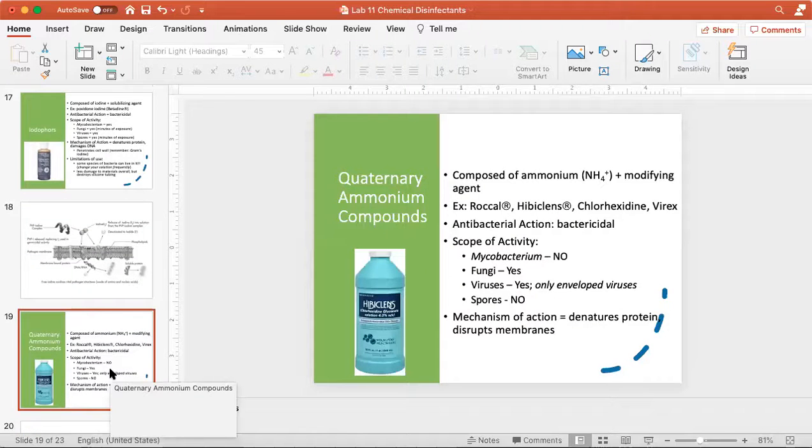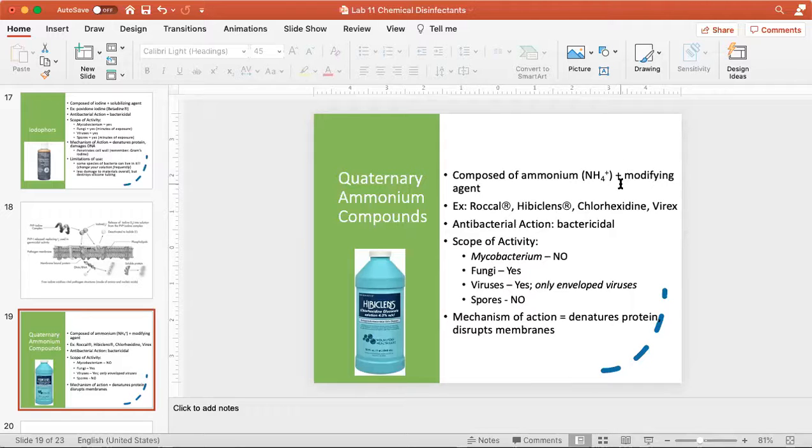The last family of chemicals that we're going to talk about today are the quaternary ammonium compounds. It's quite a name. They get that name because they're made out of an ammonium ion chemical, so that's NH4 plus, and what's called a modifying agent. You can't just apply ammonium as a disinfectant because it's going to bind with other ions and it will be inactivated. So they add this second chemical to it called a modifying agent, but it's the ammonium that is doing the disinfecting.